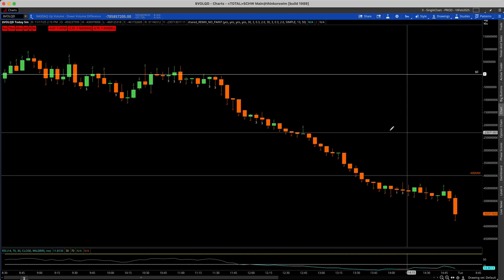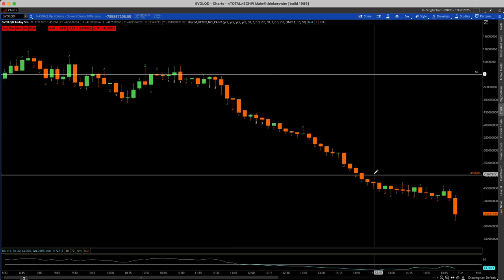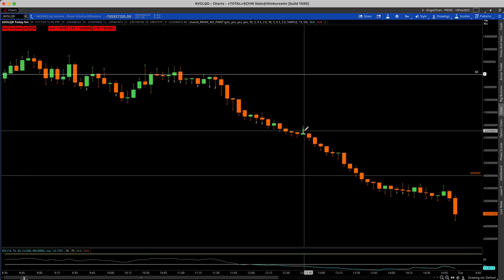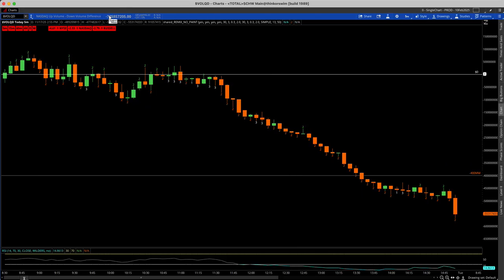So by then, we've already pushed below the zero line, we're getting closer to the trend lower zone, this negative 400 million mark. So the risk to reward was there for the downside. So we went ahead and took that.